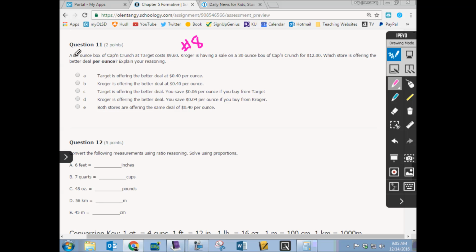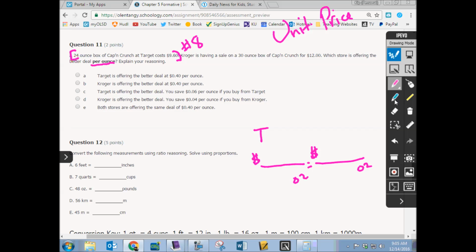So, a 24-ounce box of Captain Crunch at Target costs $9.60. So what I'm going to do is I'm going to do Target here. We know we're going to do unit price, right, everybody? Because it says which is offering the better deal per ounce. So it kind of makes you put money on top, ounces on the bottom, right? So we're going to do money on top and ounces on the bottom. Then we are going to do $9.60 here for a 24-ounce box.